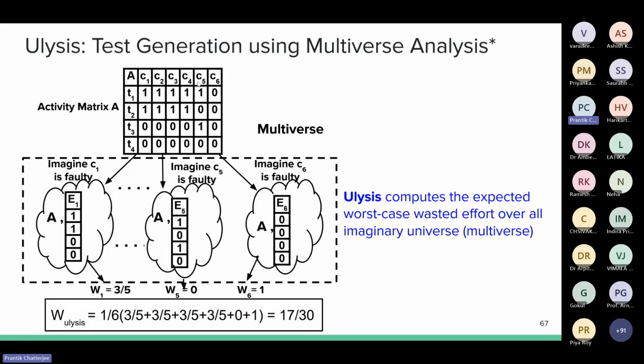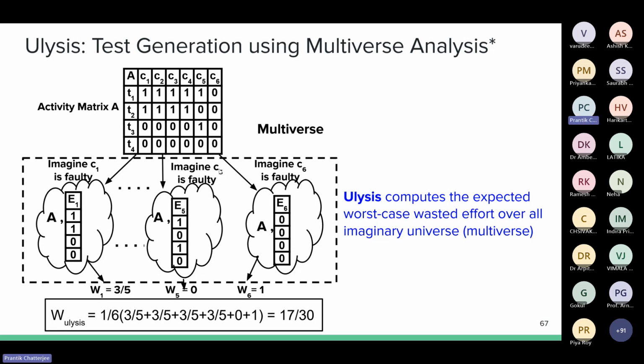In the first universe, you imagined that C1 is the faulty component. Similarly, you can keep on imagining. If you had n components, you can imagine n universes where each of these components is faulty. So you imagine the second universe where C2 is faulty, the third universe where C3 is faulty, and so on, up to the universe where you imagine C6 to be faulty. Corresponding to each universe, you now get a wasted effort. Now, you have a set of universes. Over this multiverse, what is the wasted effort if you used your test cases to identify faults?